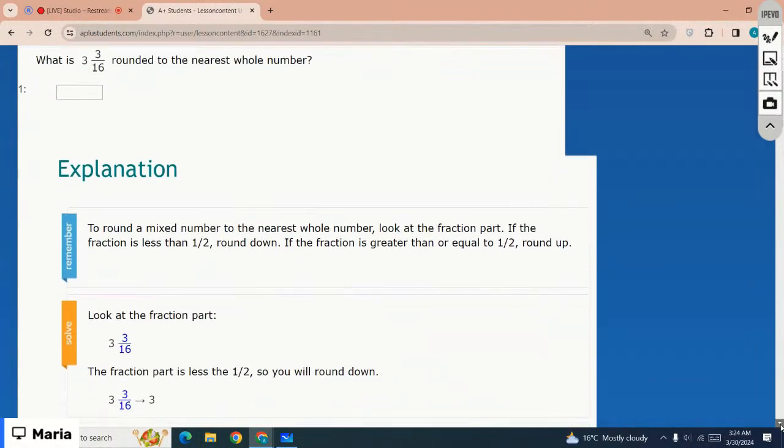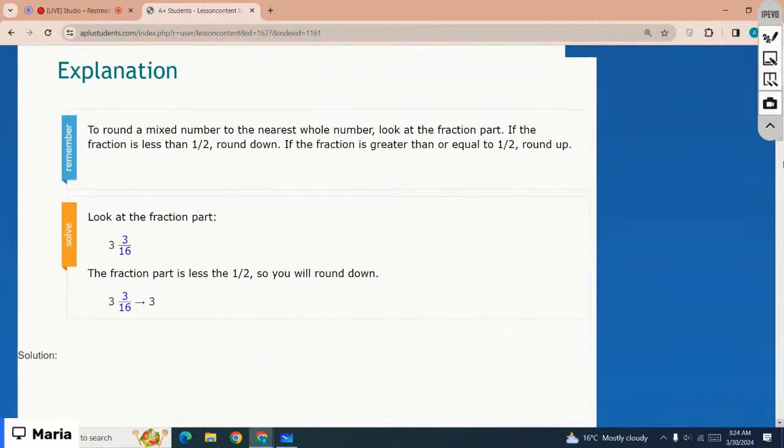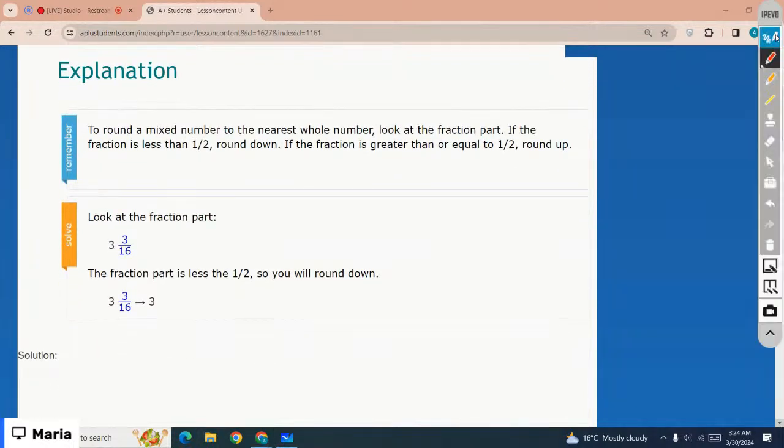So how do we round a mixed number to the nearest whole number? Look at the fractional part. If the fraction is less than 1 by 2, round down. If the fraction is greater than 1 by 2, round up, right? So now look at the fractional part, 3 by 16. 3 by 16 is less than half, right? How do I know? The total portions are 16. Only 3 are colored, right?